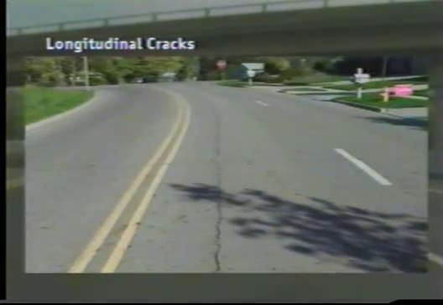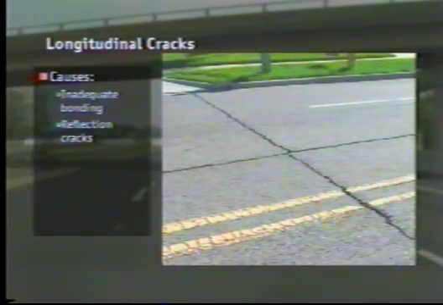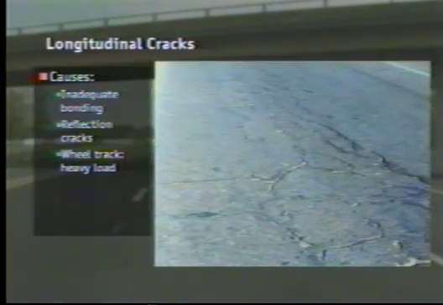Longitudinal cracks are cracks that run nearly parallel to the center line of the roadway. They can be caused by the deterioration of longitudinal joints formed during construction or by heavy loading in the wheel path. Longitudinal cracks caused by construction joints are a result of inadequate bonding between paved lanes or reflections of joints in underlying pavement. Longitudinal cracks in the wheel paths due to heavy loading are commonly called wheel track cracking.